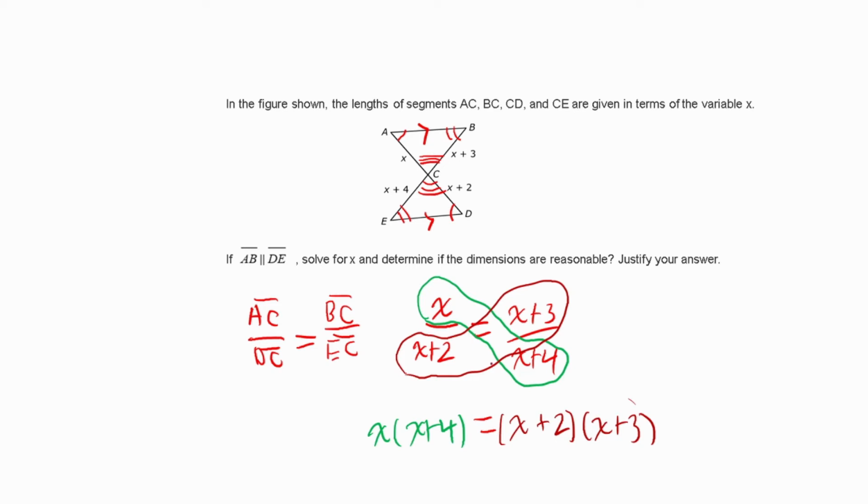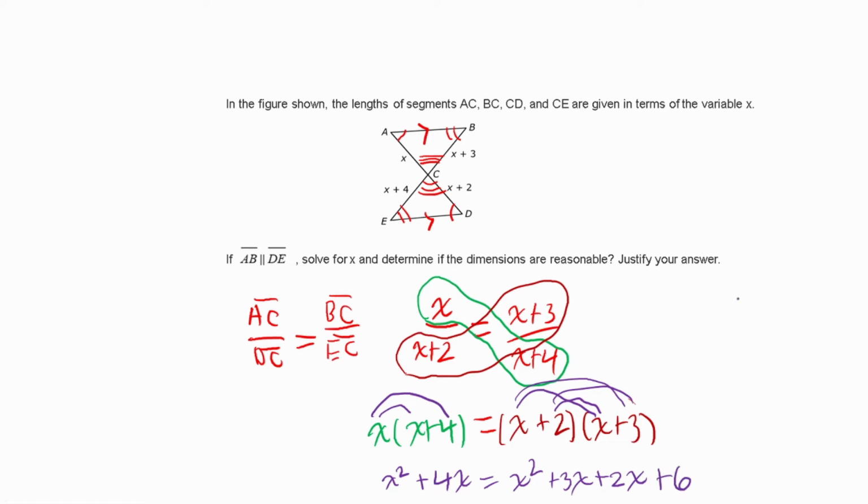Now when we multiply these things, there's one thing we have to remember. When we multiply a variable times itself, it's going to give us the square of that value, right? So we're going to get x times x, which will give us x squared, and x times 4, which will be 4x. Remember that we have to distribute here. On my other side, we have to do FOIL: first, outer, inner, last. So x times x will be x squared. And then x times 3, which will be plus 3x. Now 2 times x will be plus 2x. And then 2 times 3 will be plus 6.